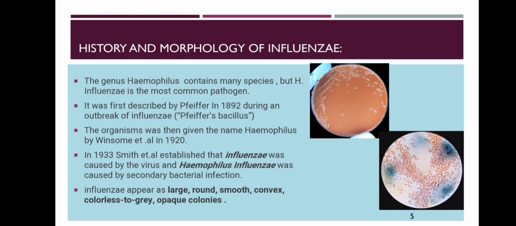Secondary bacterial infection is an infection during or after the treatment of another infection. Haemophilus influenzae appears as large, round, smooth, convex, colorless to gray, opaque colonies. It is a gram-negative bacterium. It is a fast-growing bacterium, and the most suitable temperature is 35 to 37 degrees Celsius. It is non-spore forming and non-motile. Here are some images of Haemophilus influenzae.